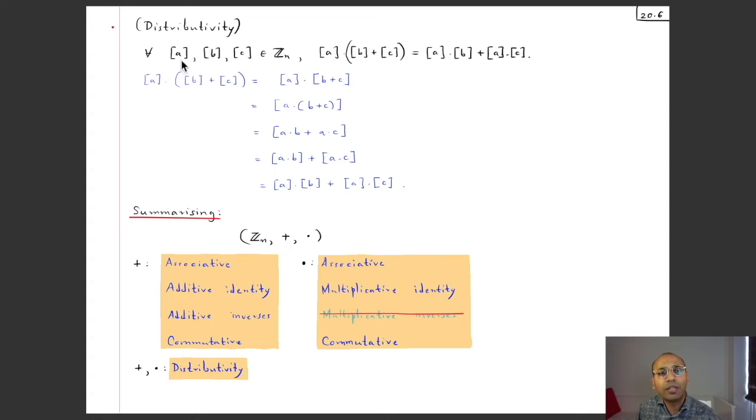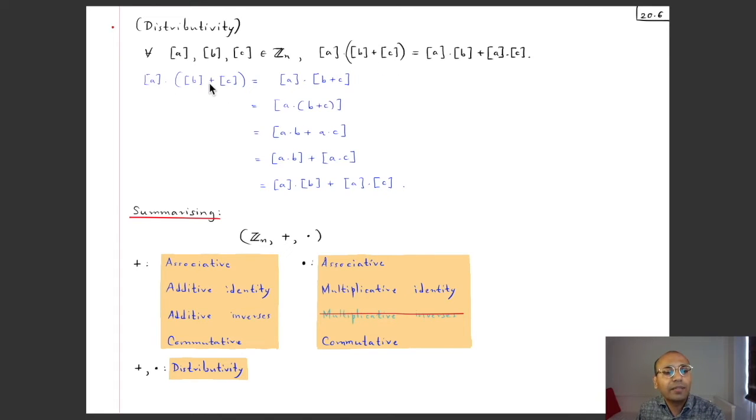And this says the following: if you have any three elements, then the product of the equivalence class containing A with the sum of the equivalence class containing B with the equivalence class containing C is equal to, so multiplication distributes over addition, you can first multiply these two and then multiply these two and add them up. Okay, so let's prove this. Let's start with the left hand side.